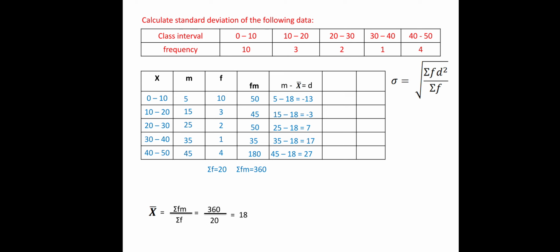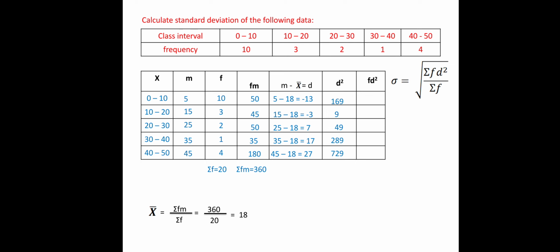Again check out the formula. We require d square. So next column is for d square. Minus 13 square is 169, 3 square is 9, 7 square is 49, 17 square is 289, and 27 square is 729. Last column is for fd square. Okay, so you need to multiply f value with d square. So that is the last column for fd square.